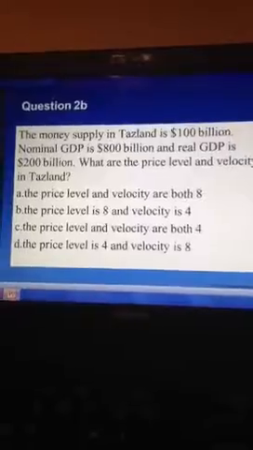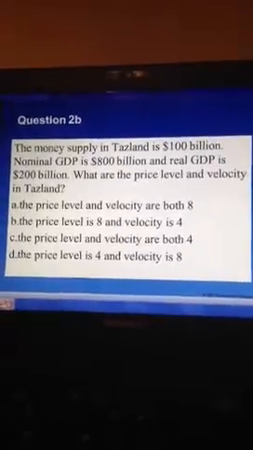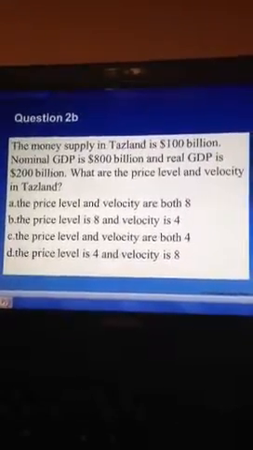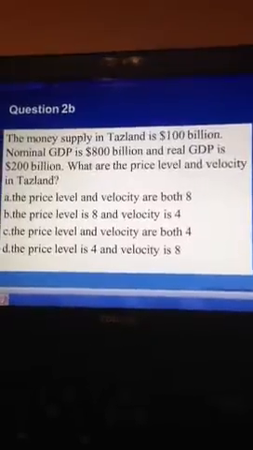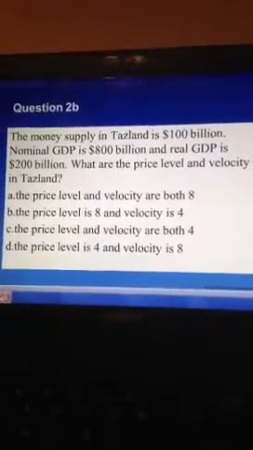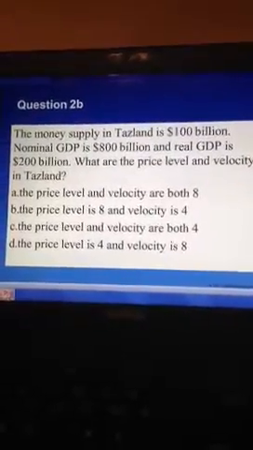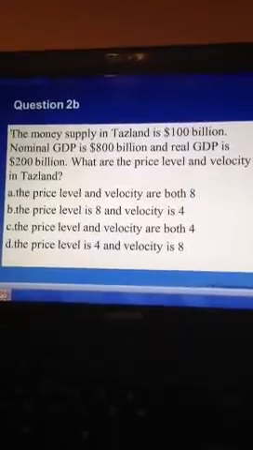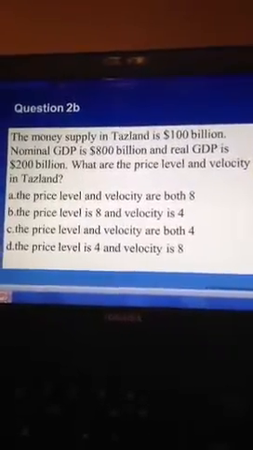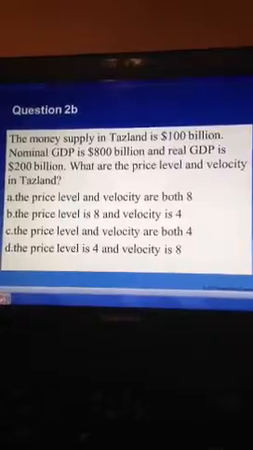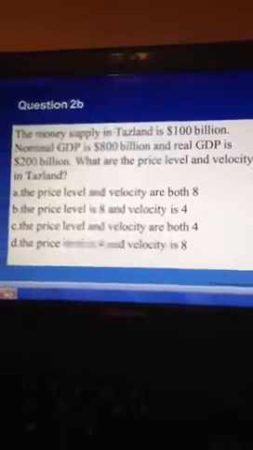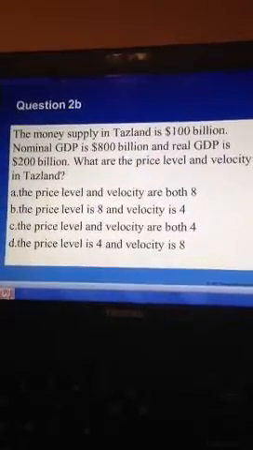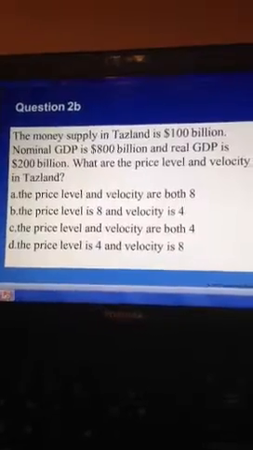The next question we have is, the money supply in Thailand is 100 billion. Nominal GDP is 80 billion and real GDP is 200 billion. What are the price level and velocity in Thailand? A, the price level and velocity are both 8. B, the price level is 8 and velocity is 4. C, the price level and velocity are both 4. D, the price level is 4 and velocity is 8.